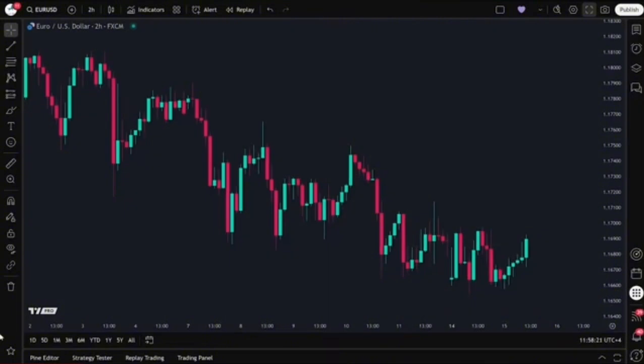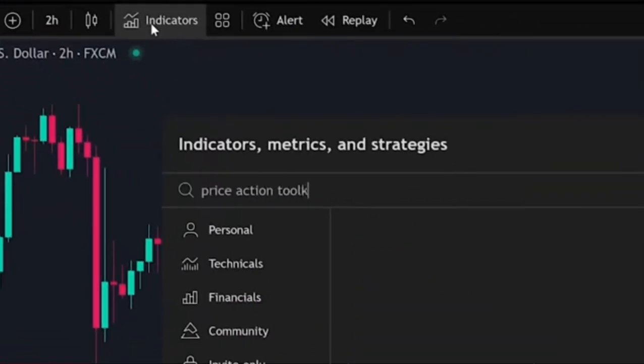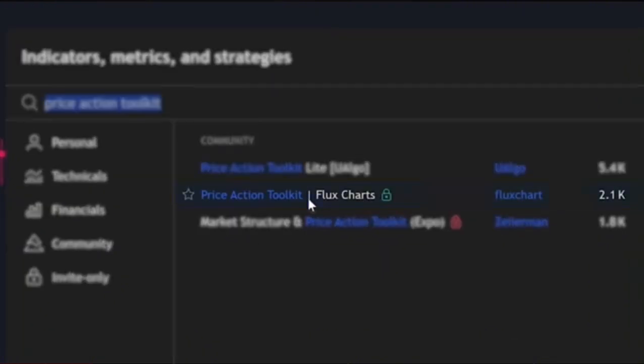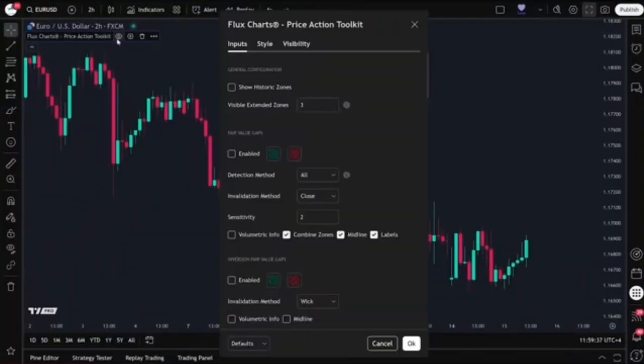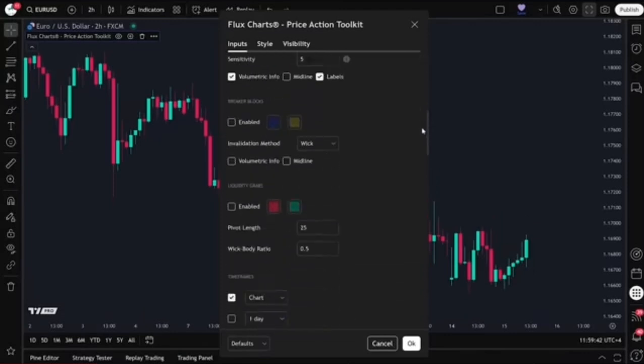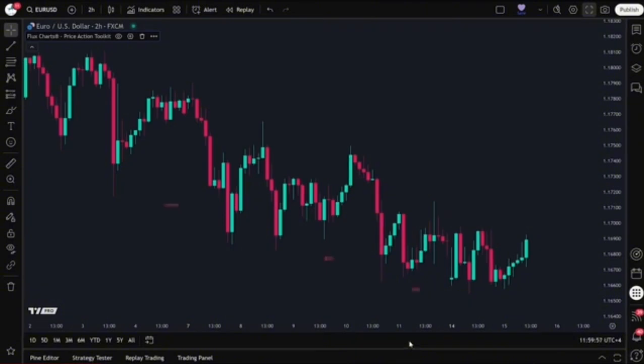Like I said, we use the Price Action Toolkit to mark all of the concepts automatically. So let's start by applying this tool. From the Indicators tab, type Price Action Toolkit and click on the indicator provided by Flux Charts. When you open the Settings tab, you will see many options to apply to the chart. But for now, let's mark the BOS, CHoCH, and CHoCH Plus in the Market Structure section. These are the basic elements of the market structure framework.